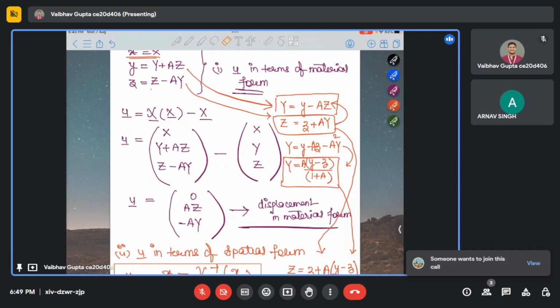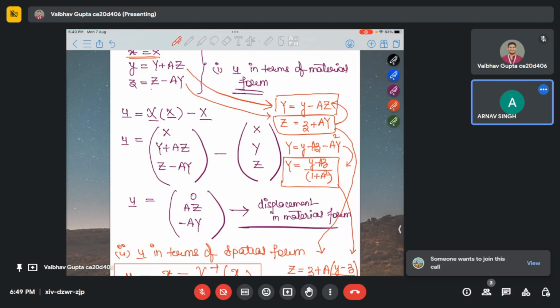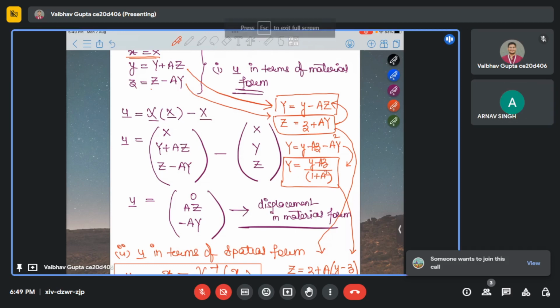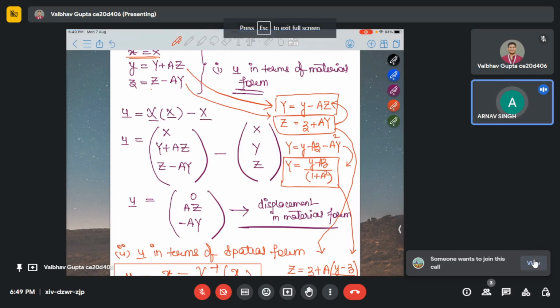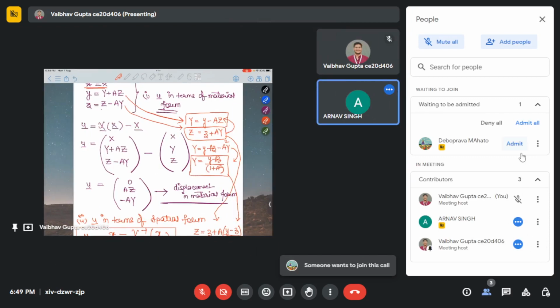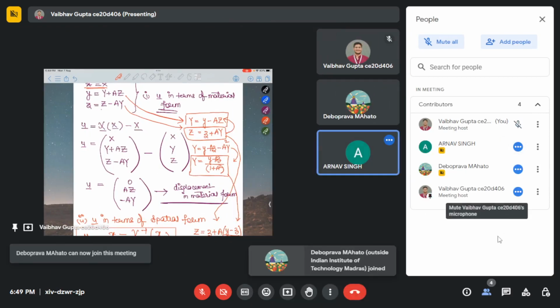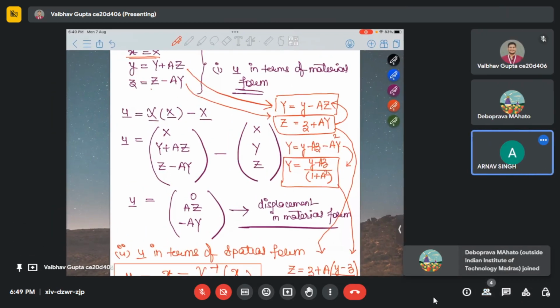One more mistake. It will become 1 plus A square in the bottom, Y minus AZ. Now this is correct? One second. So now this capital Y is correct?